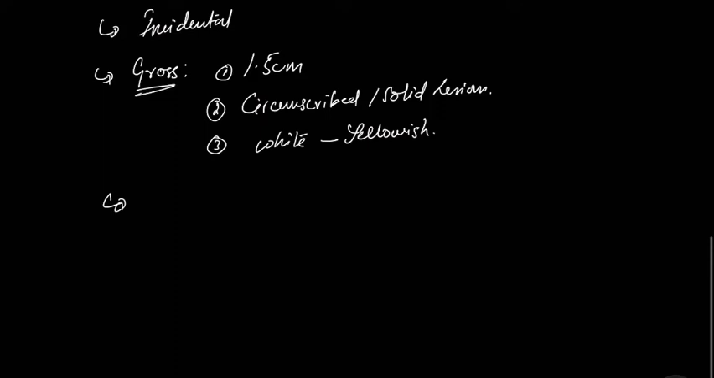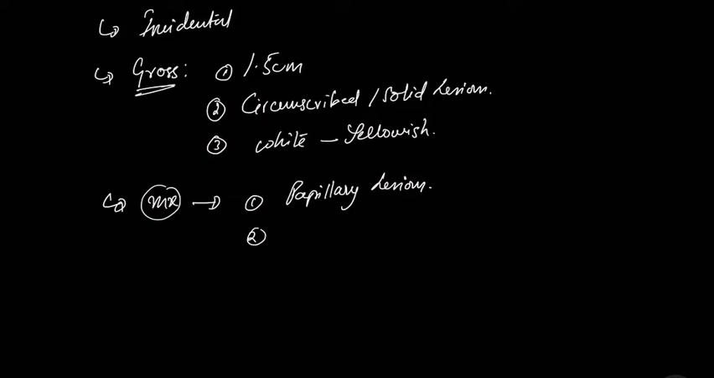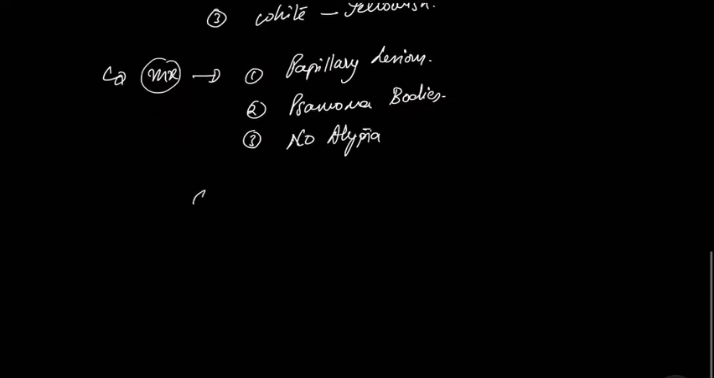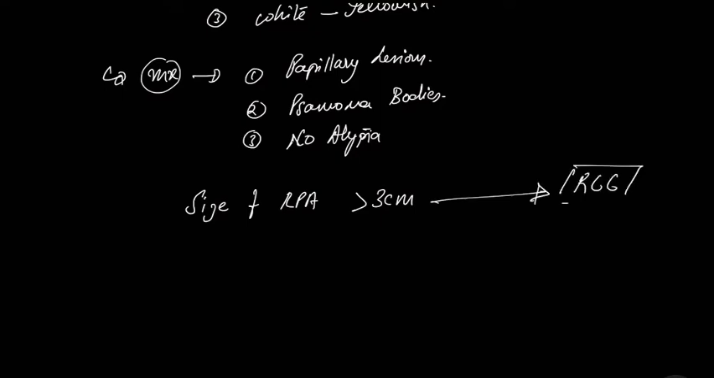Alright, now let's jump to its microscopy of your renal papillary adenoma. We see your papillary lesions. Alright, we also see your psammoma bodies. There is no cellular atypia. Alright, so the last point is that if the size of your RPA, that is your renal papillary adenoma, increases by 3 centimeter, it can progress to your renal cell carcinoma. Alright, so this is one of the complications of your renal papillary adenoma.